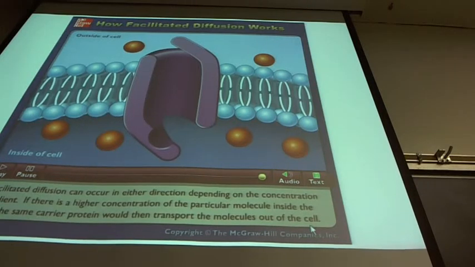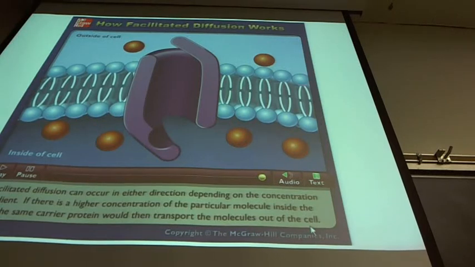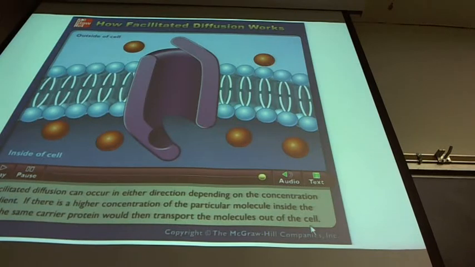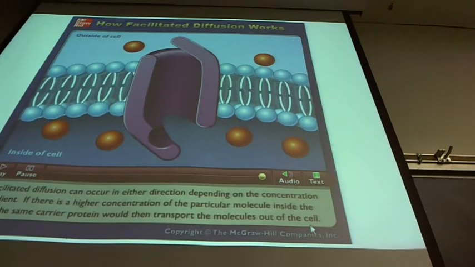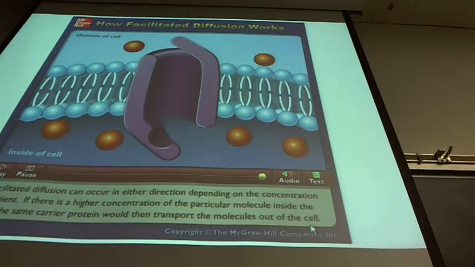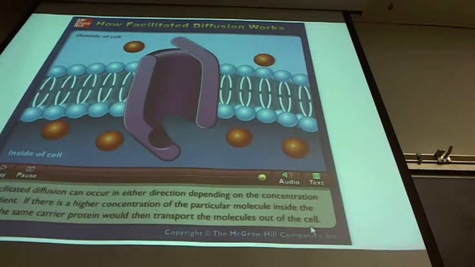Okay? The difference between facilitated is it has to have a channel. These molecules are too big to go through the membrane. So there's got to be a place for them to go through. They still move from an area of high concentration into an area of low concentration. That's the concentration gradient. You know, if you ski, you come from a high altitude to a low altitude.